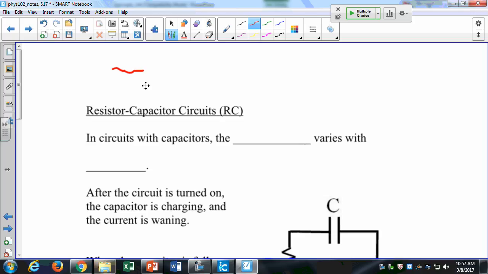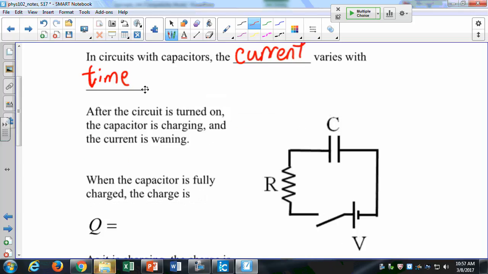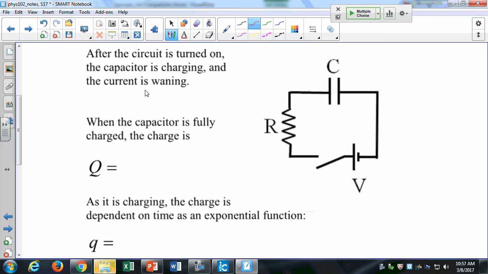We're back. So in circuits with capacitors, the current varies with time. After the circuit is turned on, if I have a circuit like this, when I turn on this switch, when I flip it closed, I send a current through this resistor where it goes until it fills up this side of the capacitor. So remember, this capacitor stores a certain amount of charge. Now when I turn on this circuit, that charge flows through this resistor and goes and deposits itself onto this plate of the capacitor. And it does that until the capacitor is full.